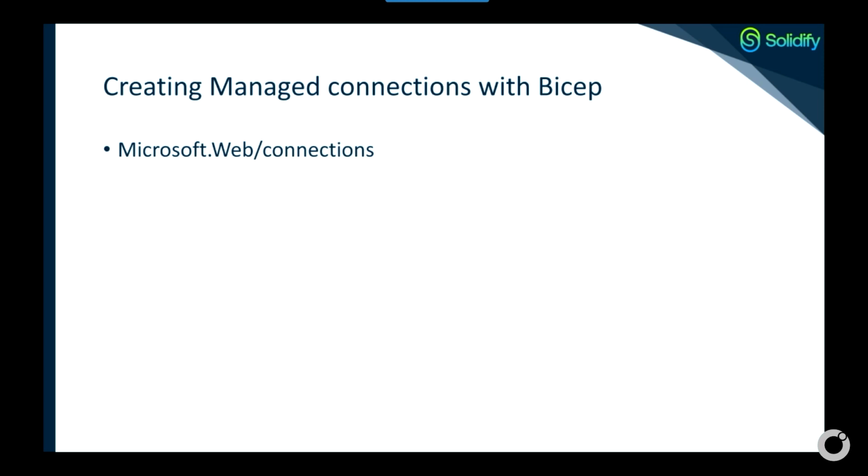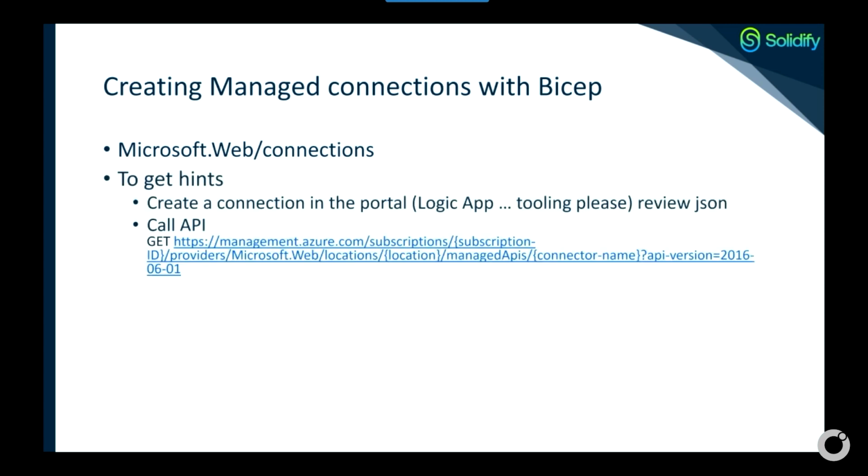So you have a resource type called Microsoft Web Connections that you work with. And when you're going to create your connections, you want to have the information about what they need. If you're doing it in Visual Studio Code, you will get a nice dialogue where you have to enter the information, a connection string, a name, or so. But if you're going to do it with code, you need to know what is in there. So there is an API you can call and get information of what is needed.